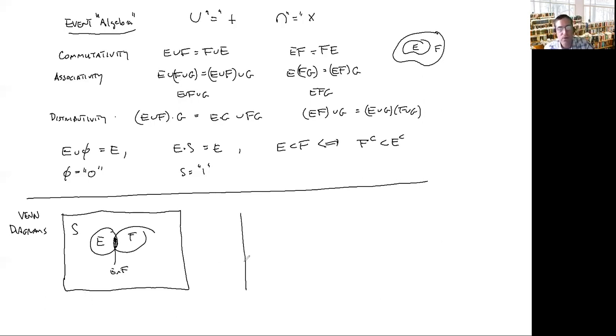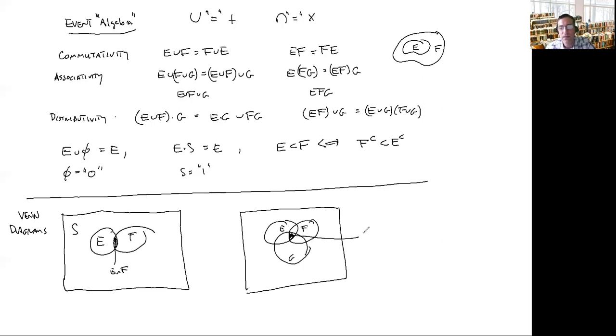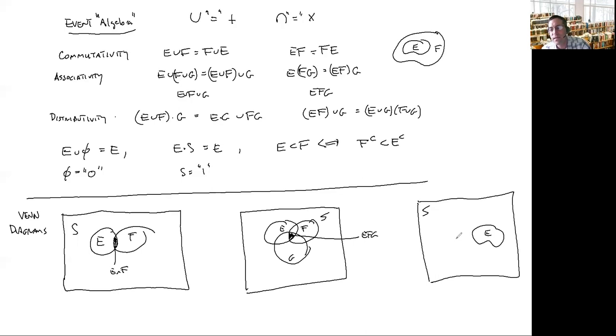So for example, if you want a triple intersection, E intersect F intersect G as depicted by EFG, that would be this thing here. So this is E, this is F, this is G, then the shaded region is EFG. Okay. Likewise, if you have E inside the sample space, then everything outside of E, I'll shade it in some way. This would be E complement.